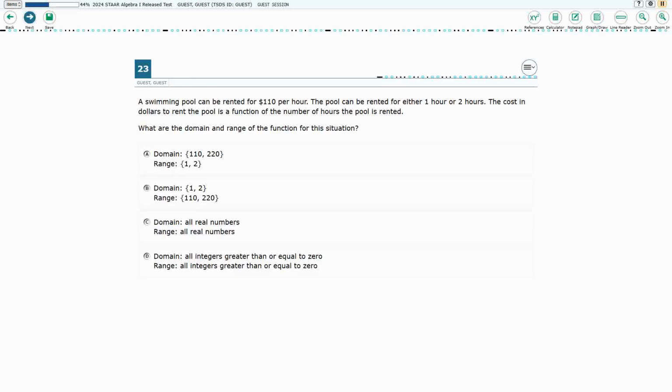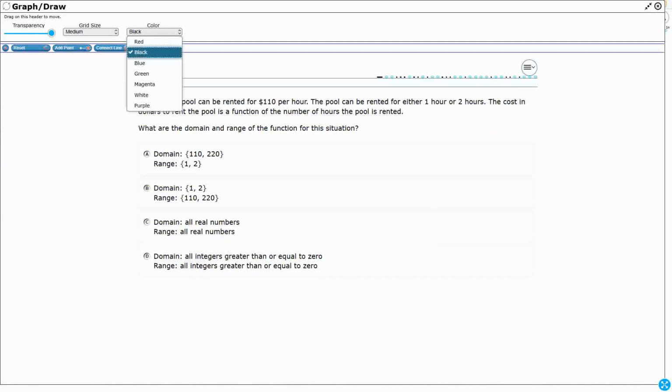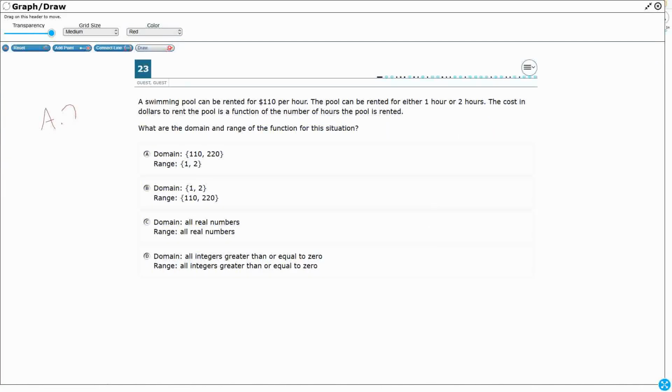Number 23, we are looking at domain and range of linear functions. This is a point to a, and we have a verbal description. So we've got a problem here. We've got a swimming pool that can be rented for 110 per hour. The pool can be rented for either 1 hour or 2 hours, and the cost is a function of the number of hours the pool is rented.